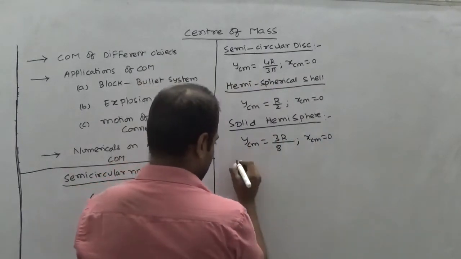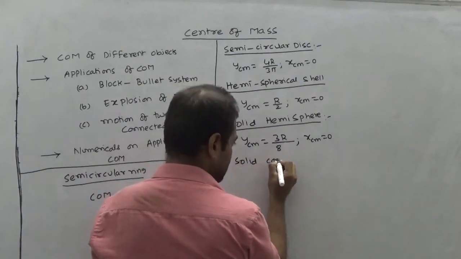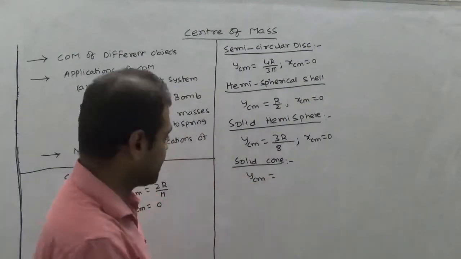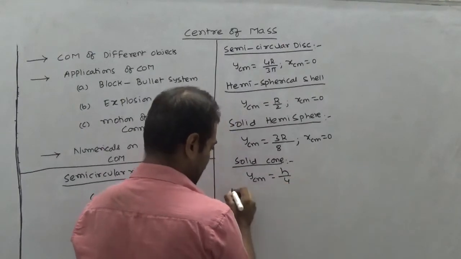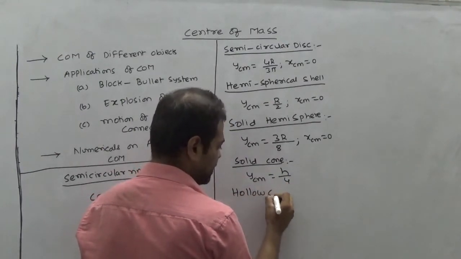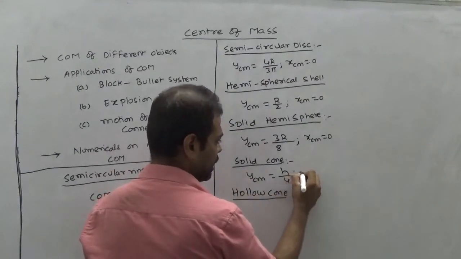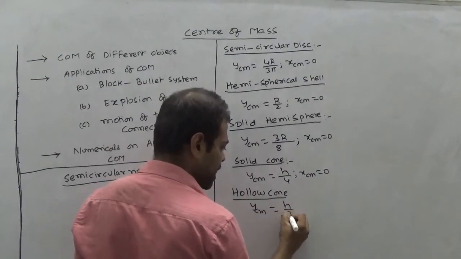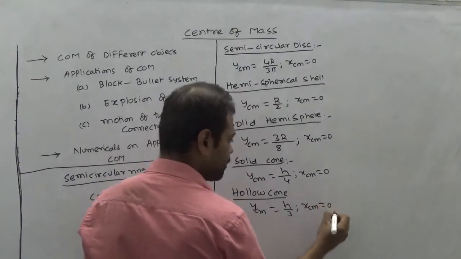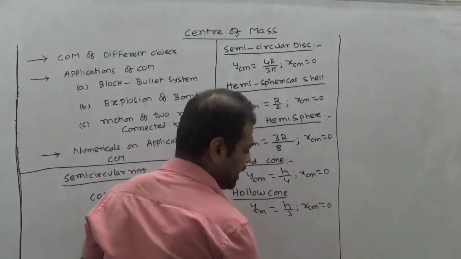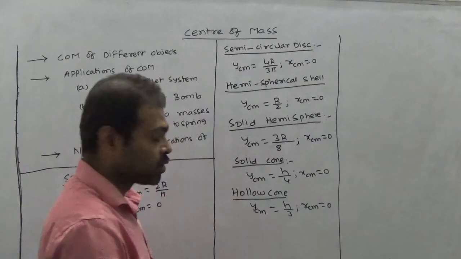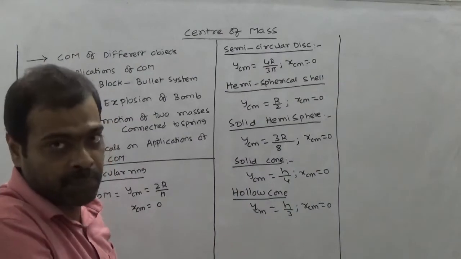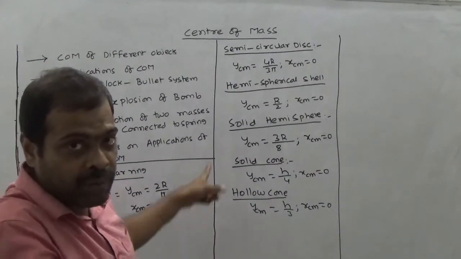And then for solid cone, YCM is equal to h by 4, and for hollow cone I can write it here. XCM is equal to 0, and for hollow cone it is YCM equal to h by 3, XCM is equal to 0. So especially the NEET students, those who are going to appear for the medical entrance exam, and the BITSAT exam, please all of you remember this.